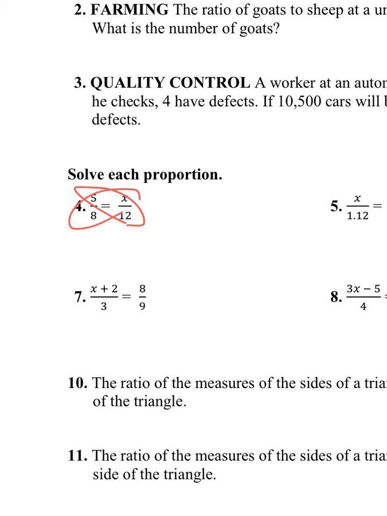you know the butterfly effect, not the butterfly effect, but the butterfly method. 8 times x equals 5 times 12. 8x equals 60. 60 divided by 8 is 7.5, yeah.